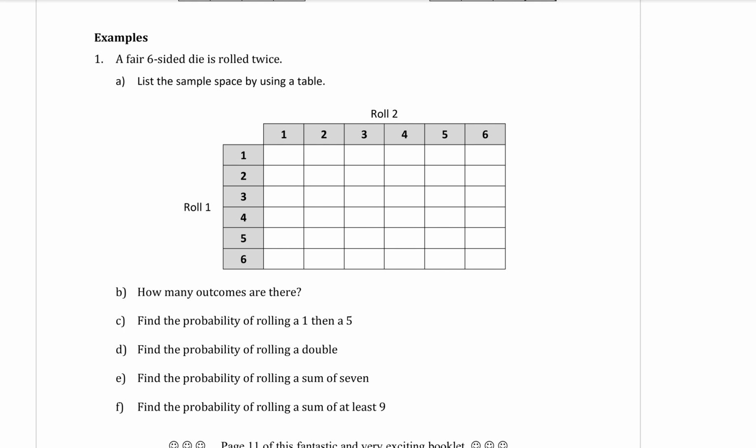So it's going to be 1, 1, 2, 1, 3, 1, 4, 1, 5, 1, 6, 1. Always putting the roll 1 first. Then the second column, 1, 2, 2, 2. And so on.